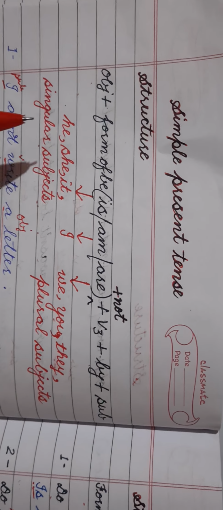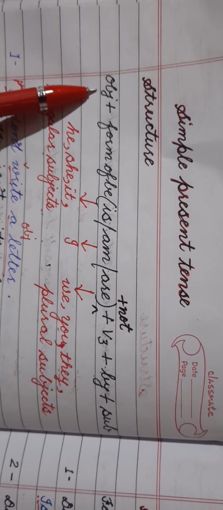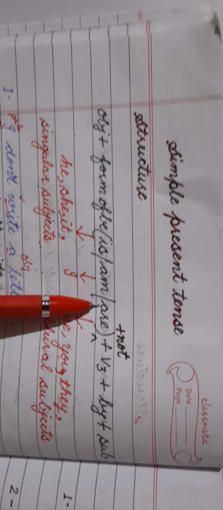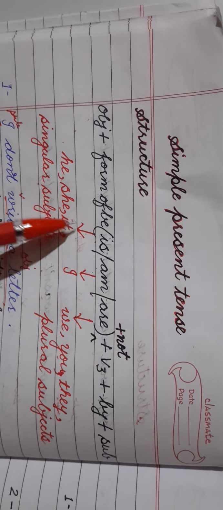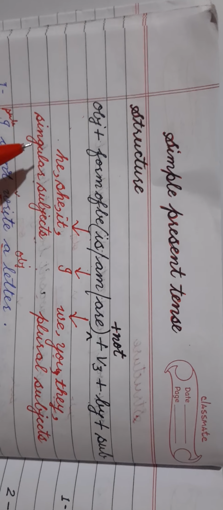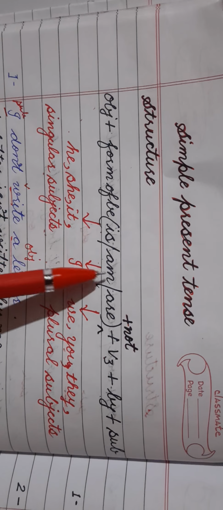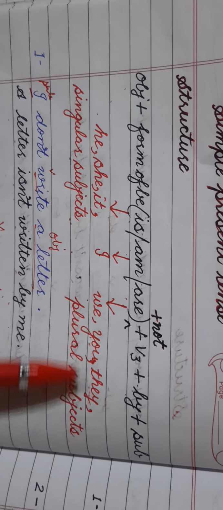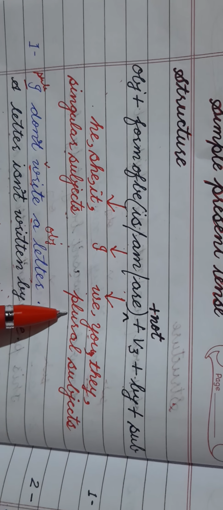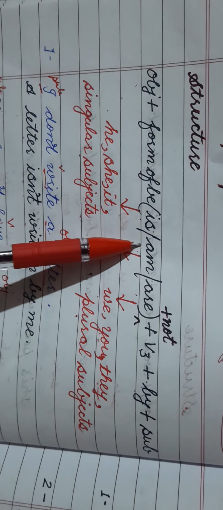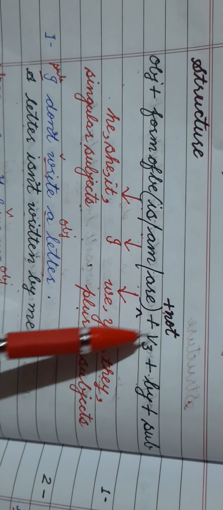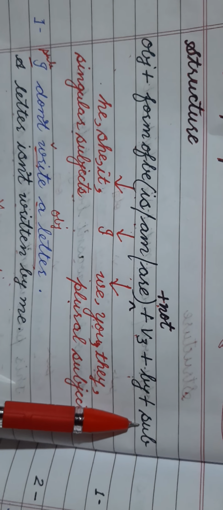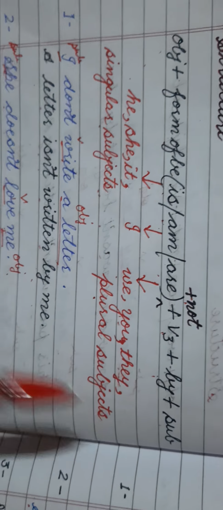For negative sentences, first we have to write down the object, then the form of be, that is is or am or are. Is is used with he, she, it and with singular subjects. Am is used with I and are is used with we, you, they and with plural subjects. After writing the form of be, we have to write down not, then the third form of the verb, then by and at last the subject. Let's understand it through some examples.